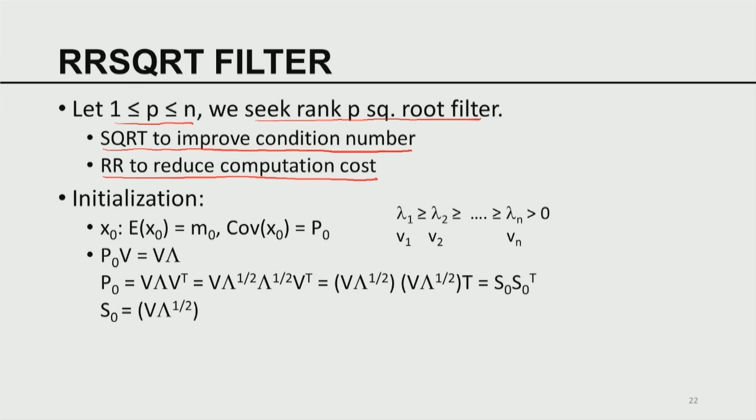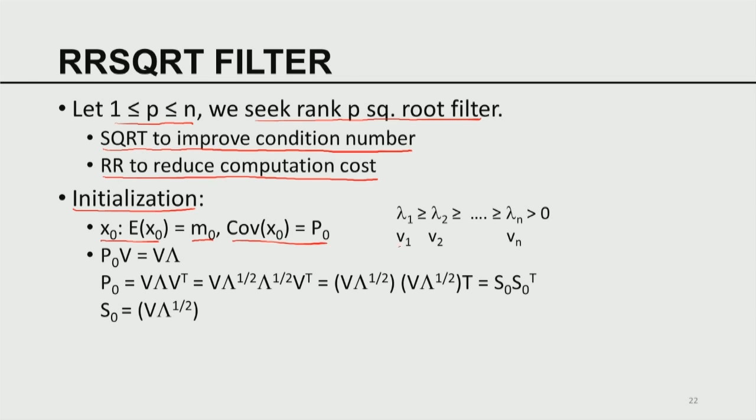Why the computational cost? You can readily see that if the dimension is large, the cost is large. So you can think of it as a kind of a reduction largely induced by the desire to reduce the computation cost as well as an advantage to improve the condition number. So what is that we do? Let us talk about the initialization stage. That is the mean, that is a covariance.